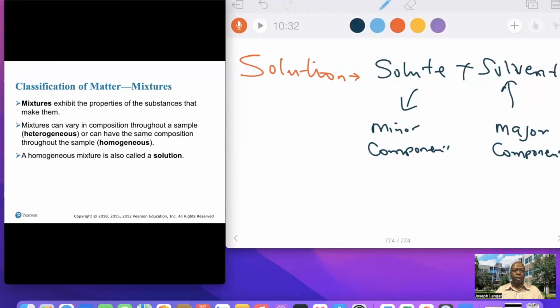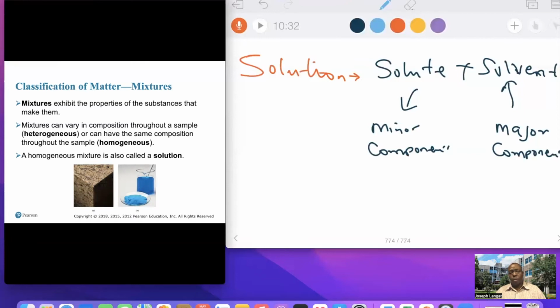You can ask your friend Google to give you examples of homogeneous mixtures. If I look at here, this looks like copper sulfate, which could be hydrated or anhydrous. Yes, it's hydrated.